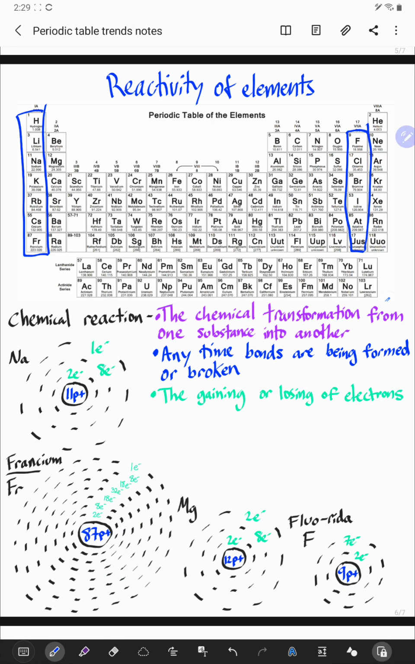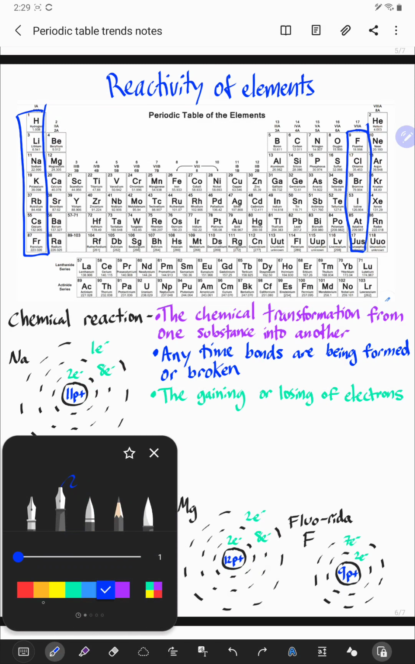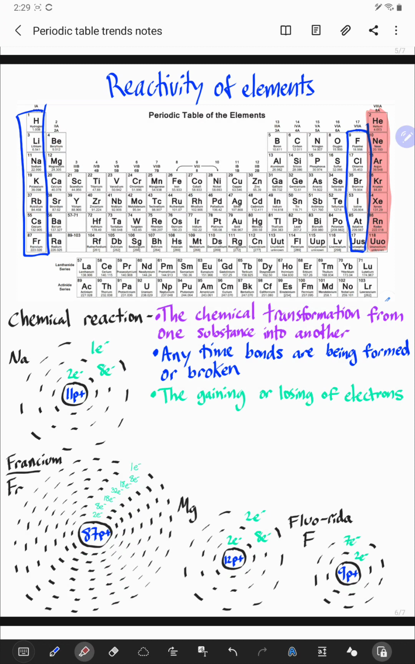So of every single element on the periodic table, the elements in these 2 columns, here and here, are the most reactive elements on the periodic table. Does anybody recall what the least reactive elements on the periodic table are? Well, in our last video, we mentioned that these elements here, the noble gases, are the least reactive elements on the periodic table.